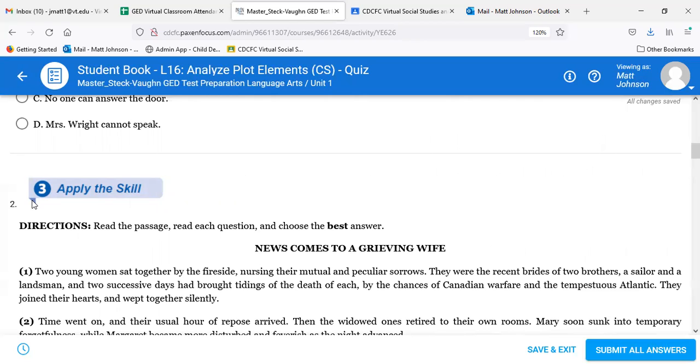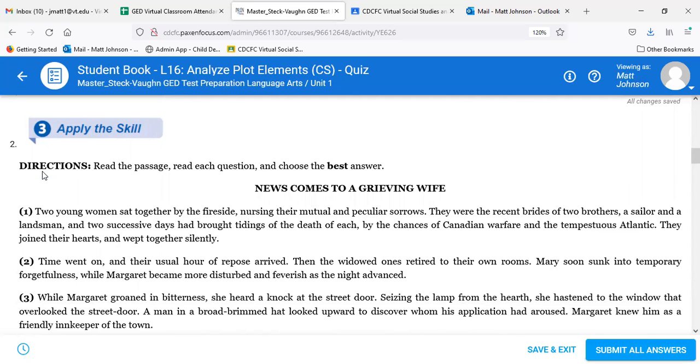So news comes to a grieving wife. That's our title here. And the first paragraph says, two young women sat together by the fireside, nursing their mutual and peculiar sorrows. They were the recent brides of two brothers, a sailor and a landsman, and two successive days had brought tidings of the death of each by the chances of Canadian warfare and the tempestuous Atlantic. They joined their hearts and wept together silently.